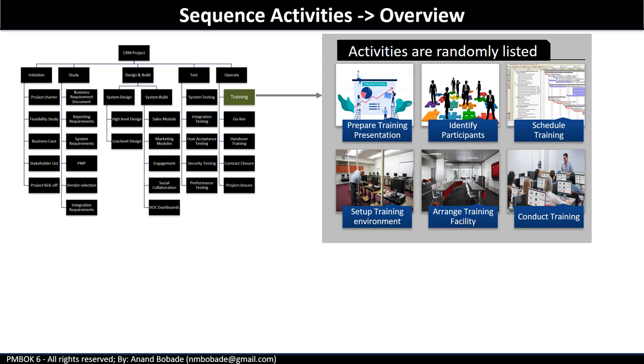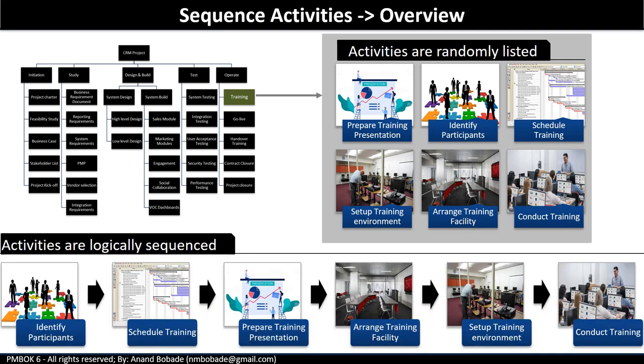We identify the relationship between these activities. And we create a logical relationship and execute them in the same order during the project execution. To summarize, in sequence activities process, the relationship among the project activities are identified and documented in order to determine the logical sequence of work to complete the project work packages or to complete the project's deliverables.